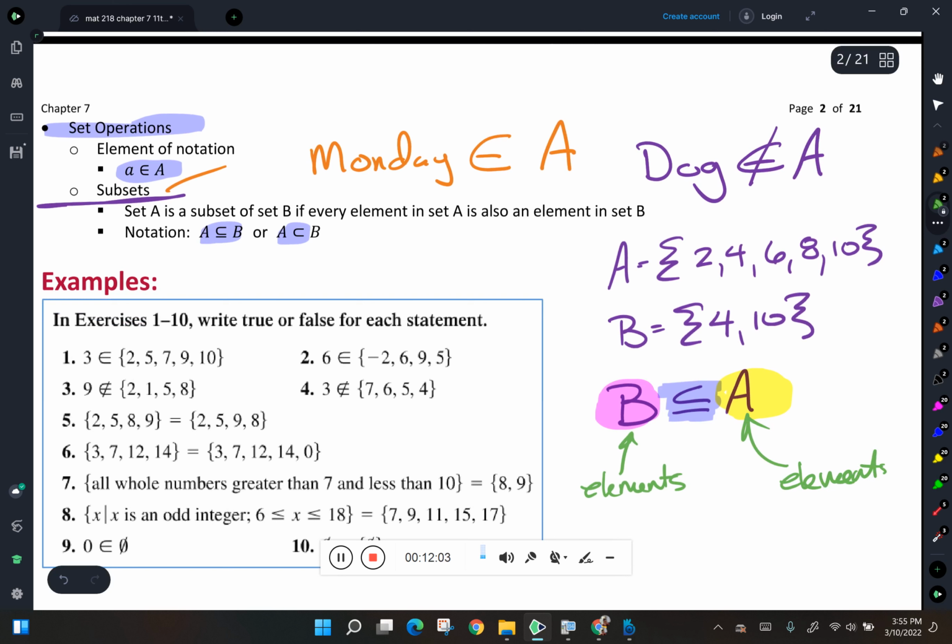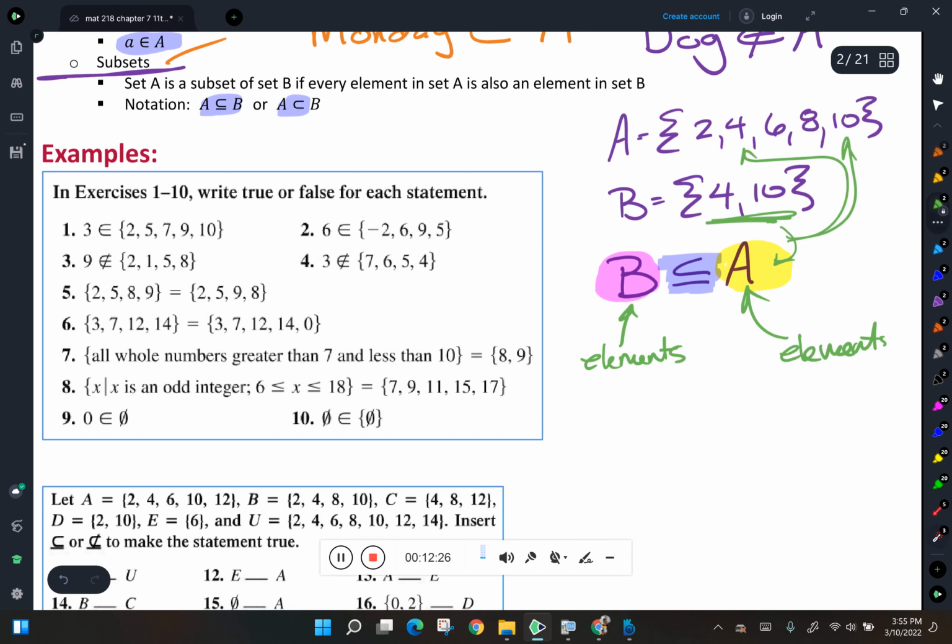Okay? So when I look at set B, B is 4 and 10. Are 4 and 10 also elements of set A? Well, there's the 10, there's the 4, so yeah, B is a subset of set A. But over here in the subset notation, I have two different symbols. I have this one, and then I've got the other one. This one still has a B on the left. This one still has an A on the right, but now it's got a different symbol in the middle, right?